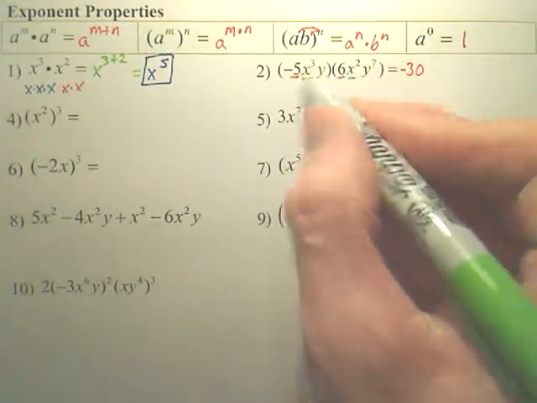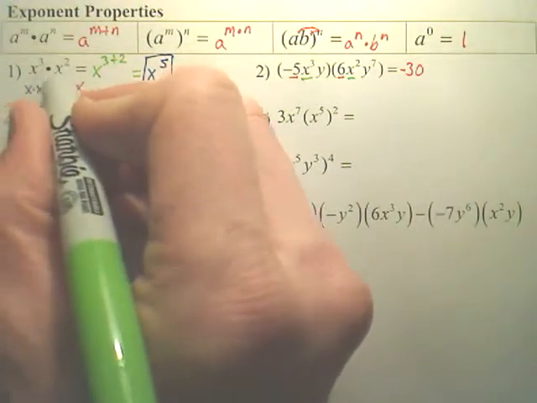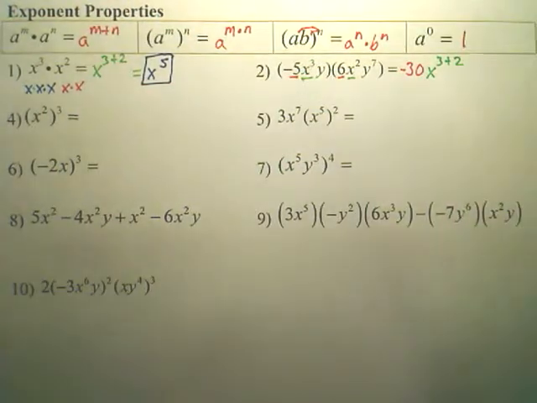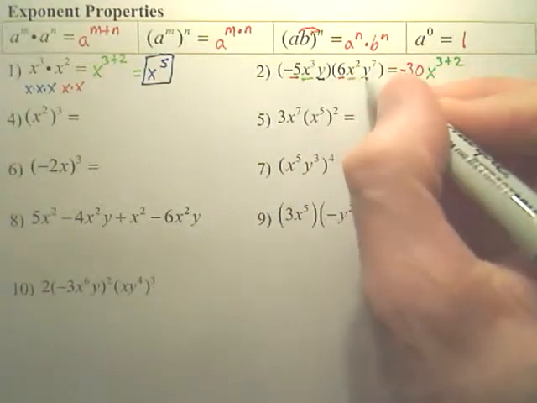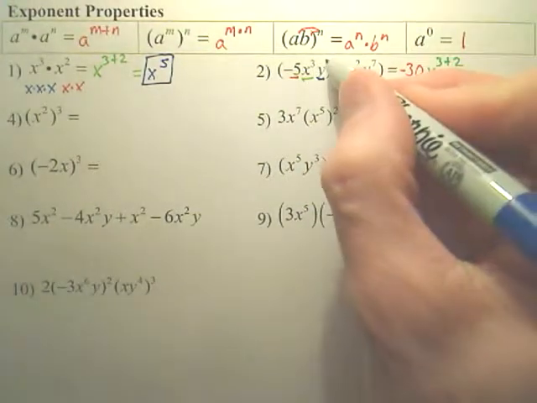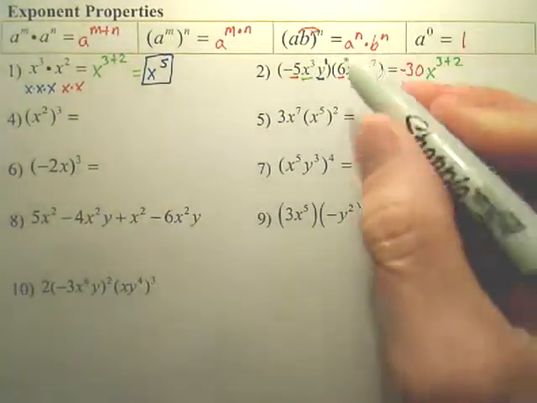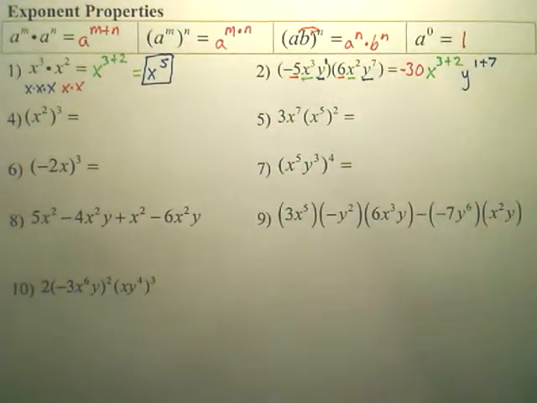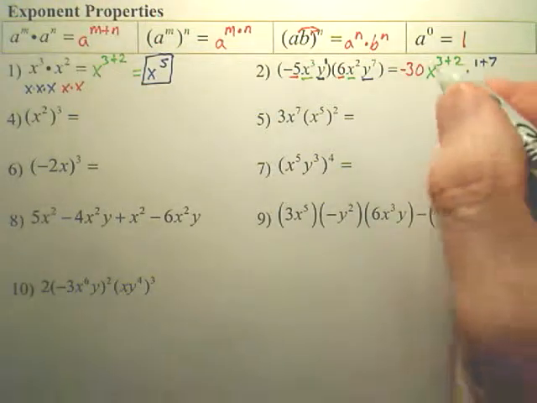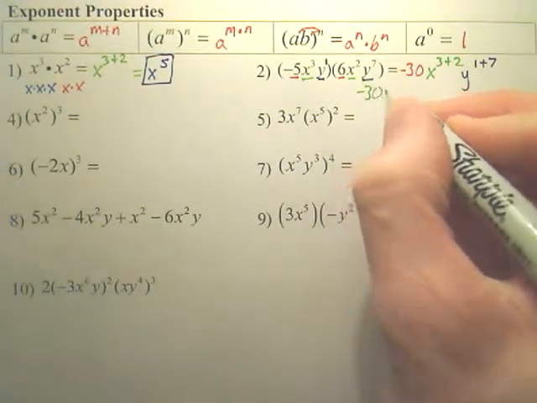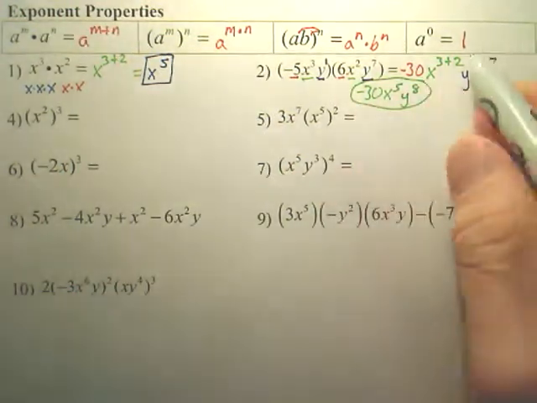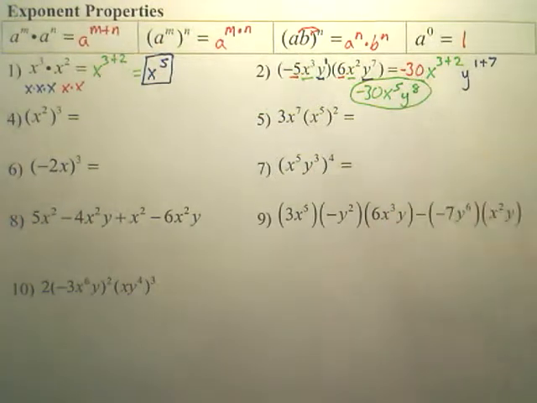Then we multiply the x's. X to the third, x squared. There it is. Wouldn't that be x to the 3 plus 2? Aren't you going to add those two, which is going to be 5? And the last one, if you multiply the y's, do you guys understand there's a y to the first there? So when you add 1 plus 7, you're going to have y to the 1 plus 7. And your final answer ends up being negative 30, x to the 5th, y to the 8th. So you add the powers, and you're done.